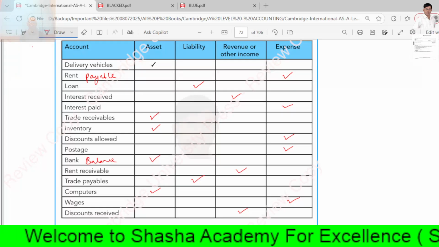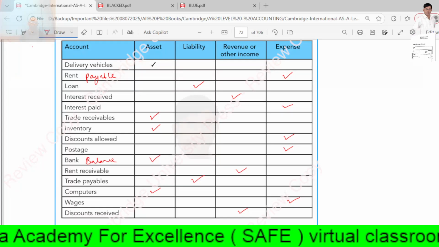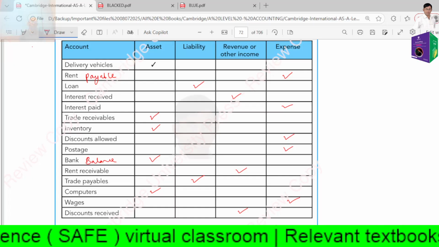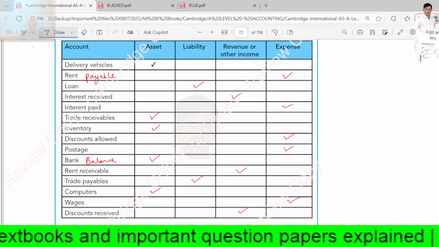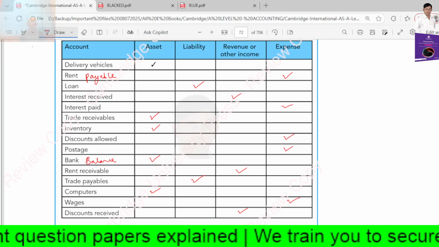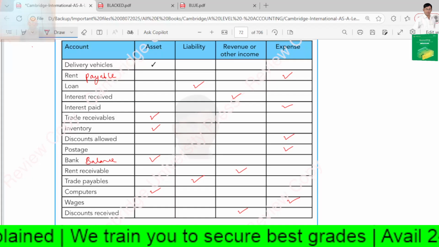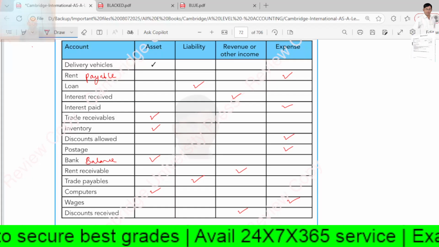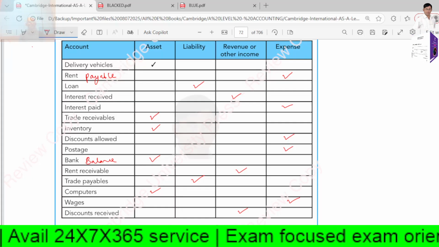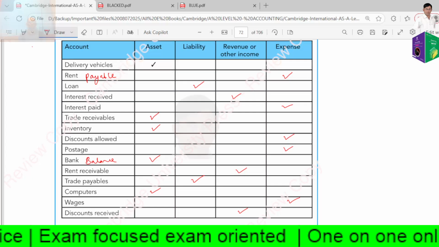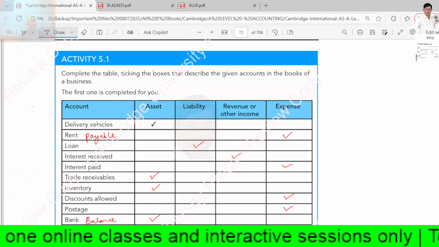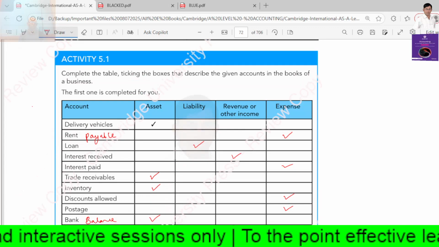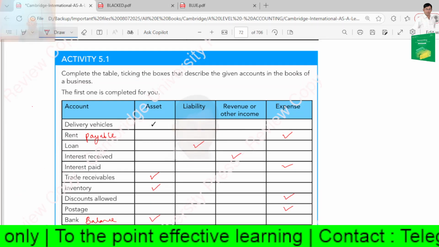Now, what is main revenue? If it is a finance company, then interest is a revenue. If it is a trading company, then whatever sales you are making, that is all revenue. So you have to be very careful with revenue or other income. So that is the end of activity 5.1. I hope we have understood the concepts, so we can proceed further.